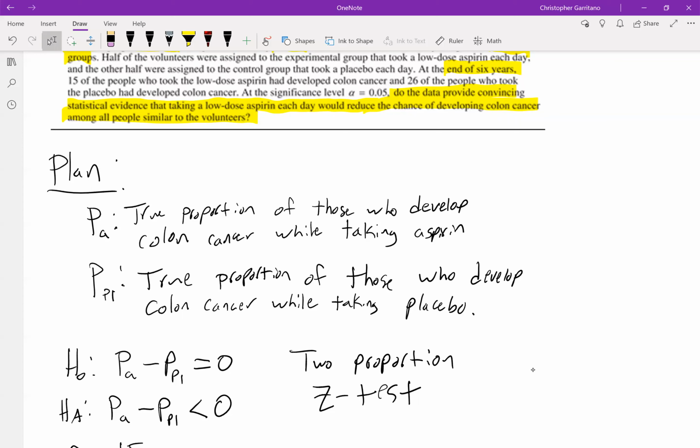Okay, you're allowed to subtract in either order as long as your alternate hypothesis reflects that. Again, the reason this order will get a less than is we are trying to see if there's evidence that taking low dose aspirin would actually reduce the chance of developing colon cancer. So in theory, we're hoping that PA is going to be less than PL. All right, so two proportion z-test.